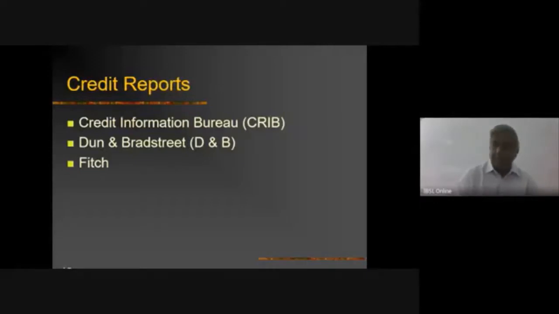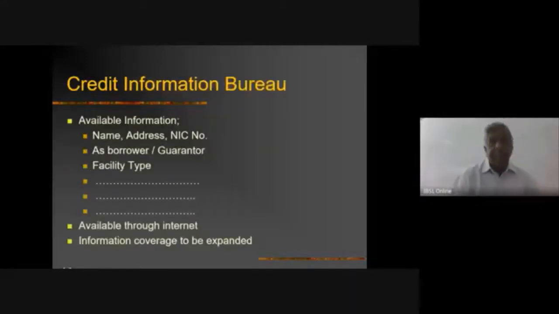Then the Fitch. This is another reputed institution. We will learn about them later. So they also provide these credit reports. So one is the Credit Information Bureau, the other one is Dun & Bradstreet, and then Fitch. They are the institutions providing credit reports when you are calling for them. Credit Information Bureau.